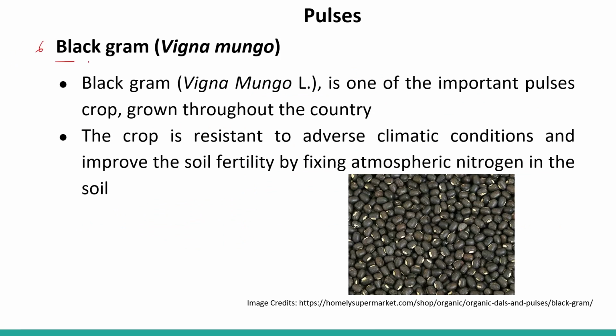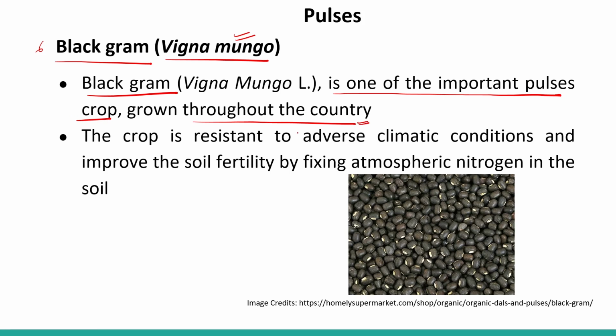Next one is the black gram, that is the Vigna mungo. Very, very important. The black gram is one of the important pulse crops grown throughout the country. The crop is resistant to adverse climatic conditions, so they can grow even in quite adverse climatic conditions, and improve the soil fertility by fixing atmospheric nitrogen in the soil. So they are quite good for improving the fertility of the soil, right?